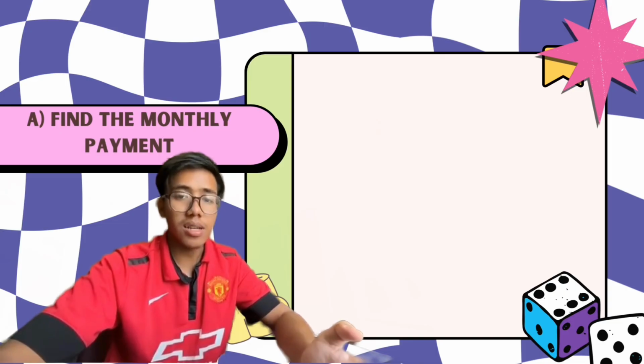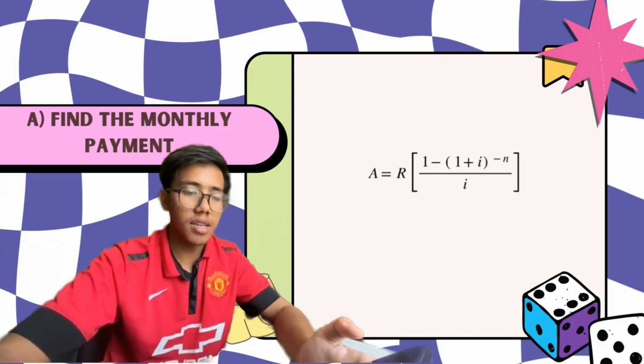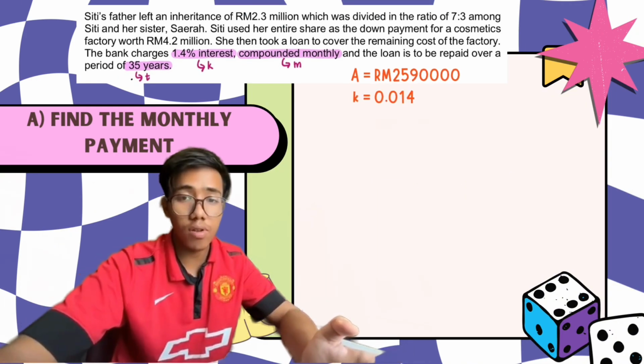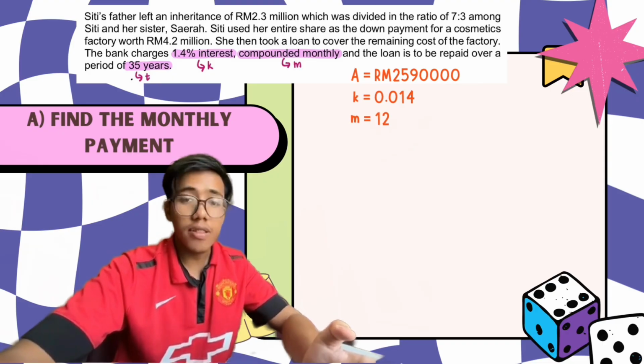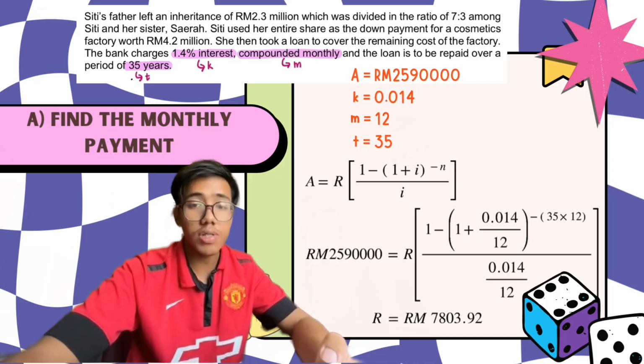The monthly payment is R. So, we use the formula A equals R(1 minus (1 plus i)^-n) per i. A equals 2,590,000. 0.014 is the rate. 12 is the m. 35 is the t. So, R equals RM7,803.92.